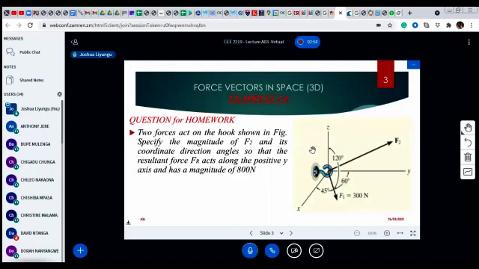So there was this example 2-6, which I had said you find time and go through. The question is: two forces act on the hook shown in that figure. Specify the magnitude of F2 and its coordinate direction angles so that the resultant force FR acts along the positive y-axis and has a magnitude of 800 Newton.